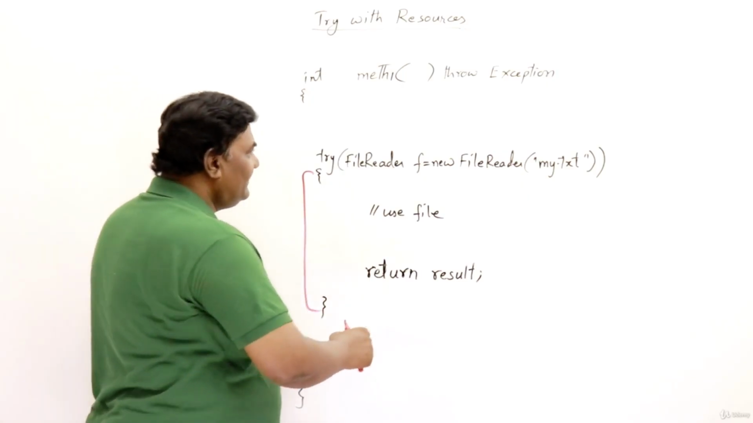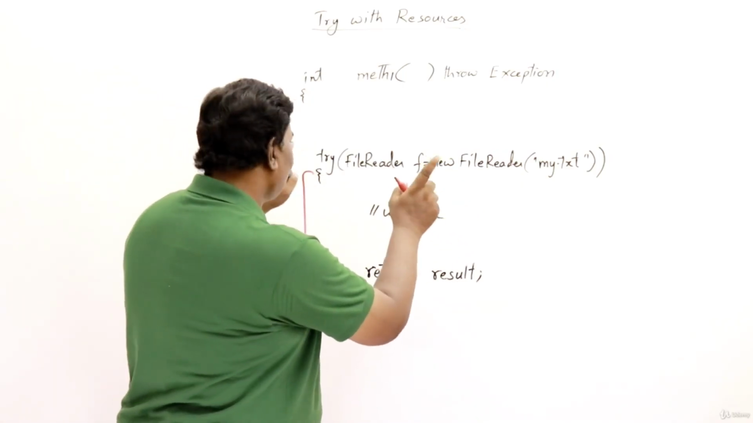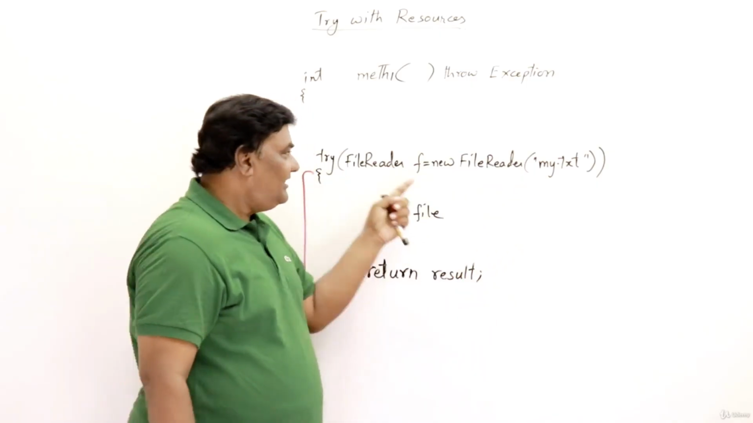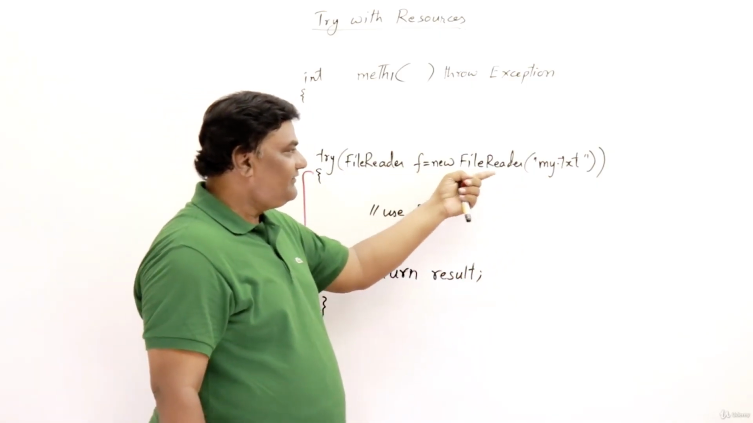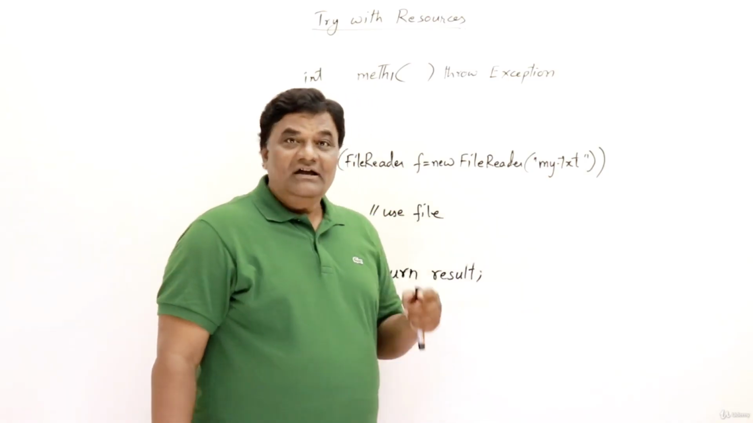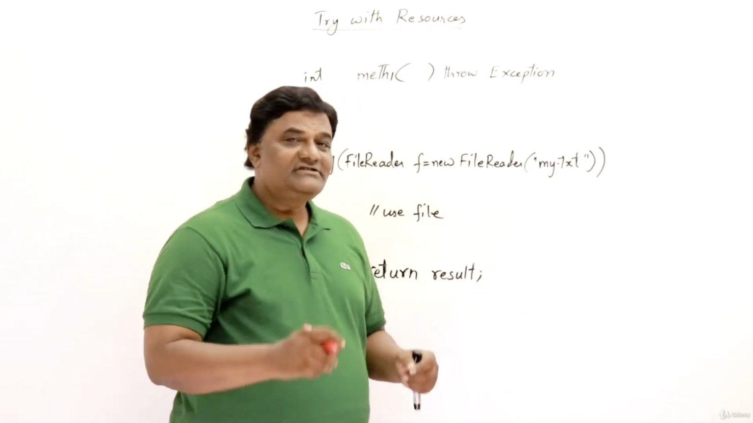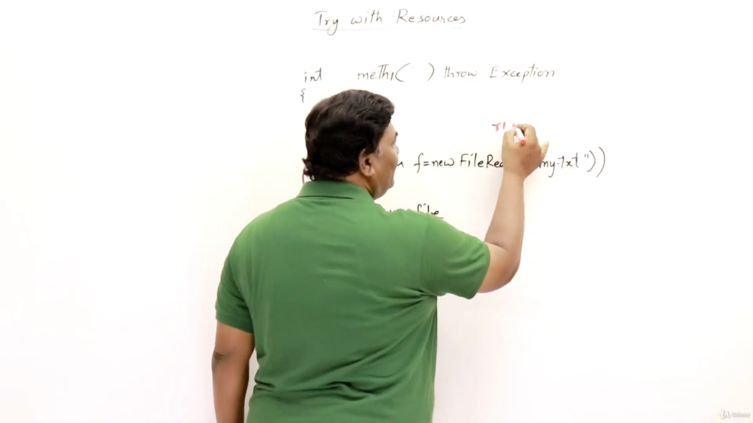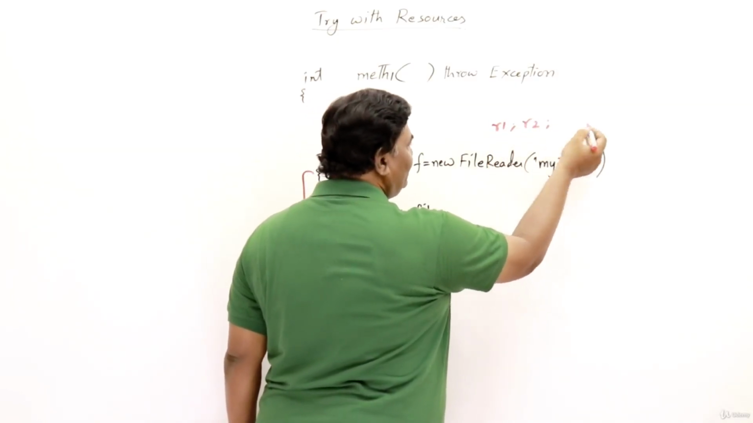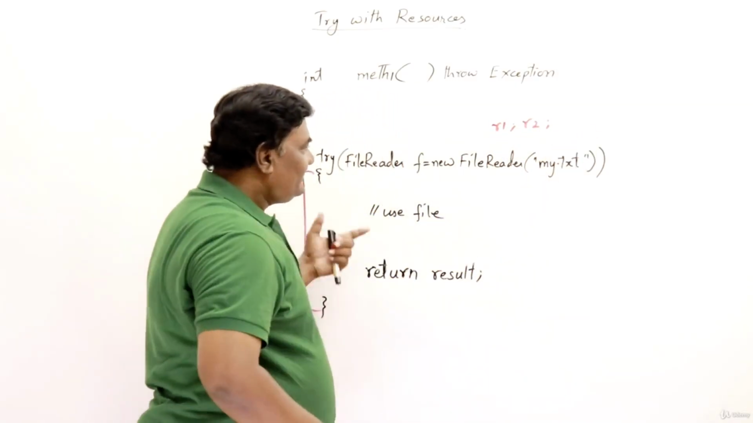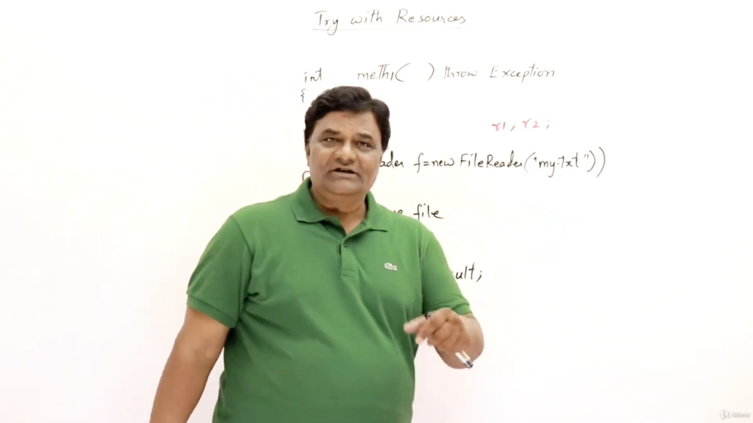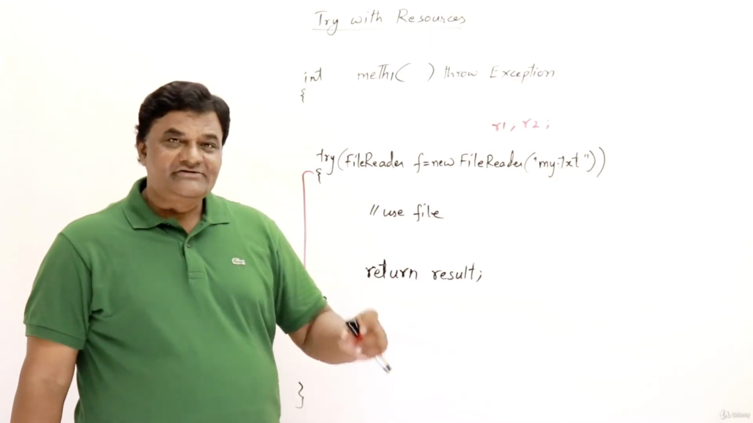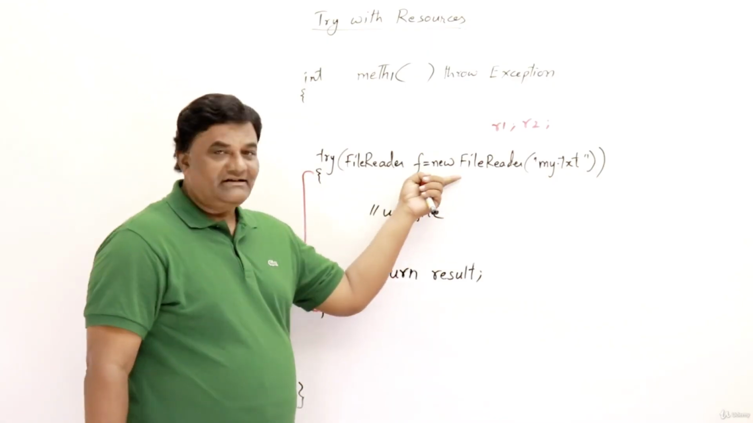Along with the try, in the round brackets, we can create a resource right here. So I am creating a resource: FileReader f = new FileReader. Here itself you can do it. If you want to open more than one resource, then you can separate them by semicolon. So just in short, for explanation, I'll write R1 semicolon, R2 semicolon. Like this, you can create more than one resource. It will be a little lengthy, but whatever it is, you can write. So you can create resources along with the try itself.